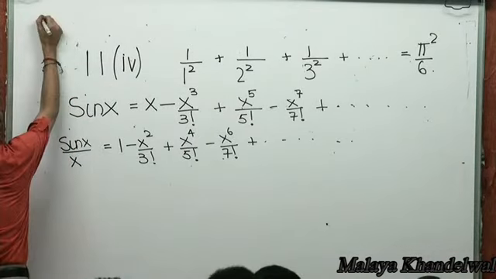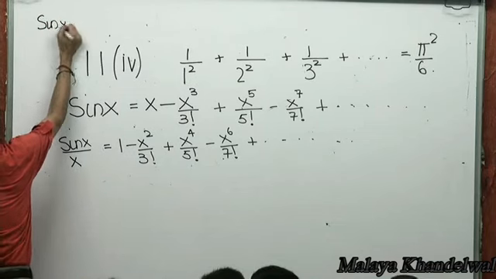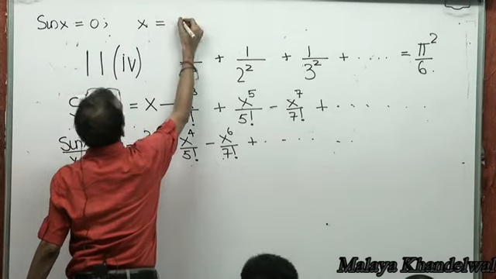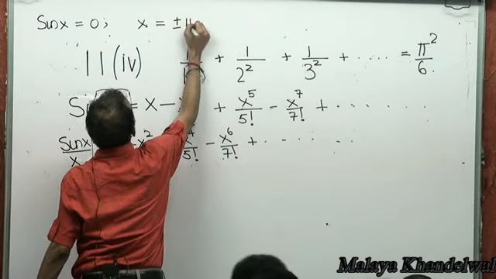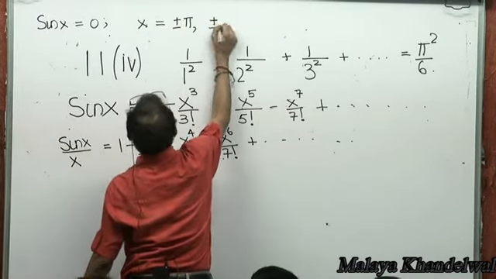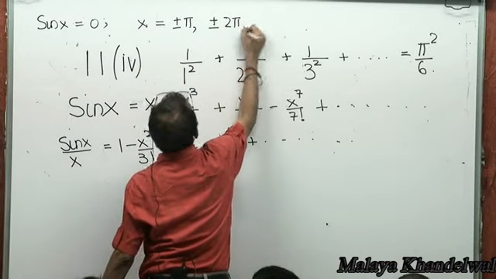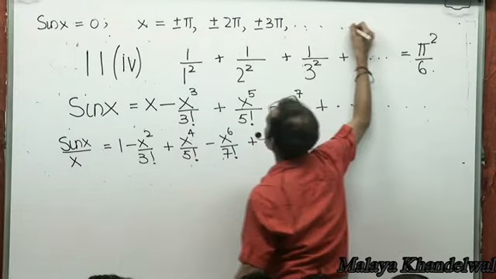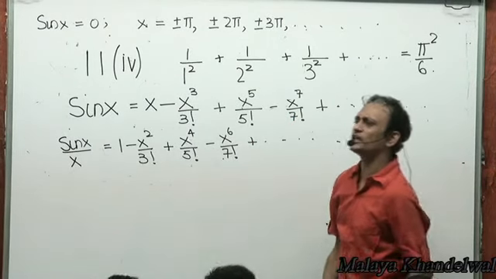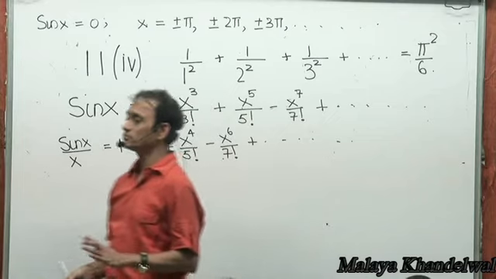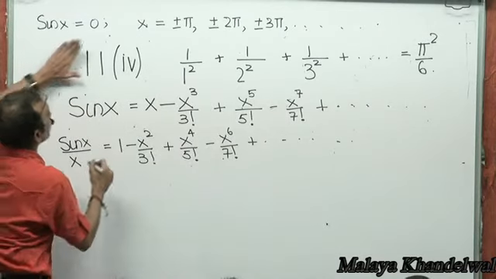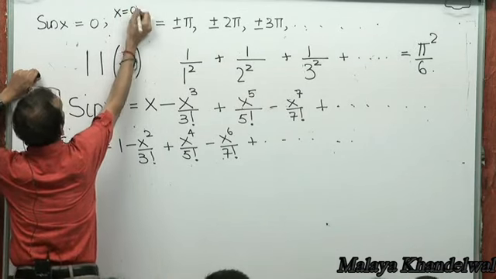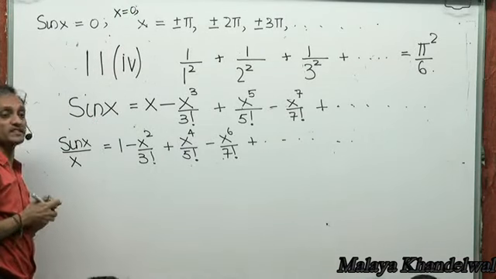Sin x becomes 0 at what values of x? For x equal to plus minus pi, plus minus 2 pi, plus minus 3 pi. These are the values of x for which sin x becomes 0. Yes or no? Also x equal to 0.